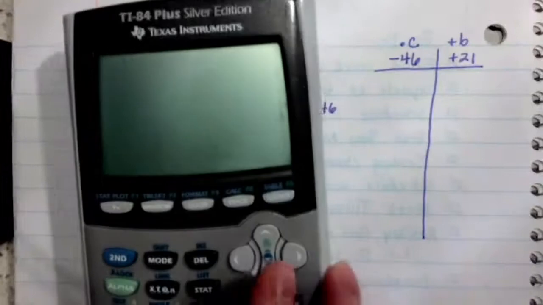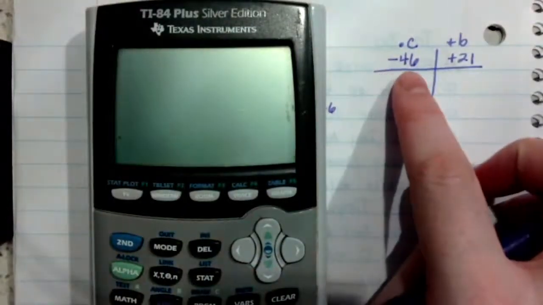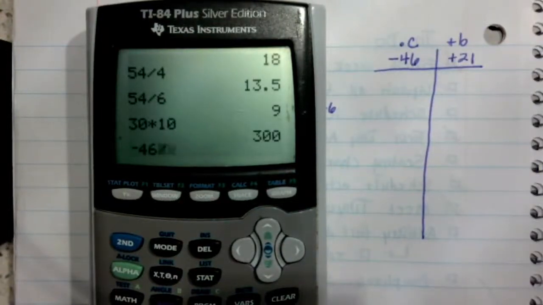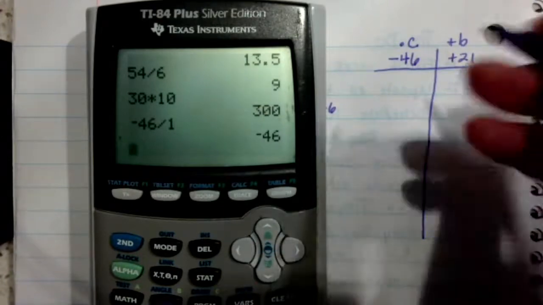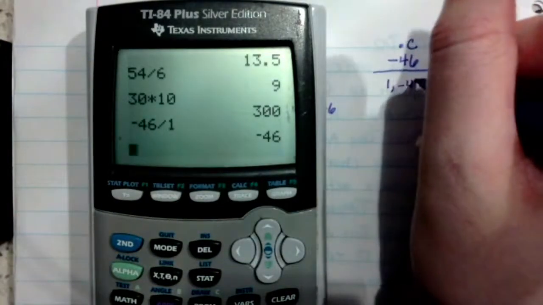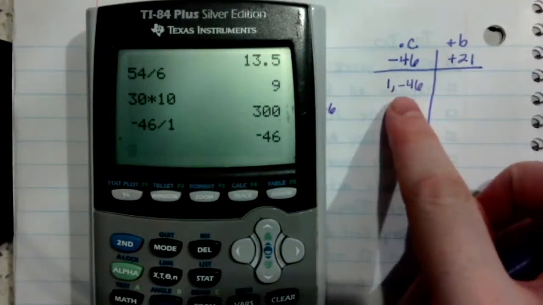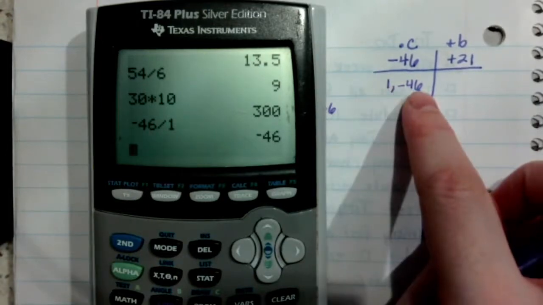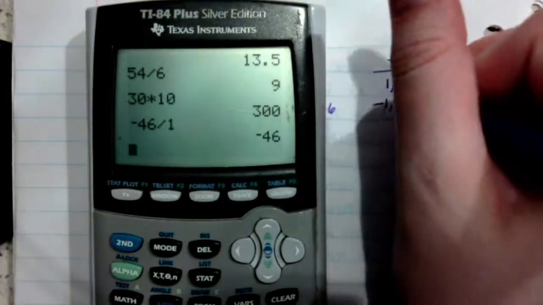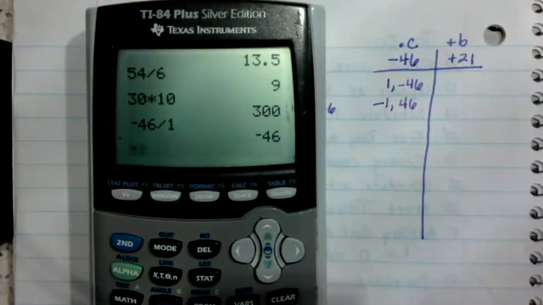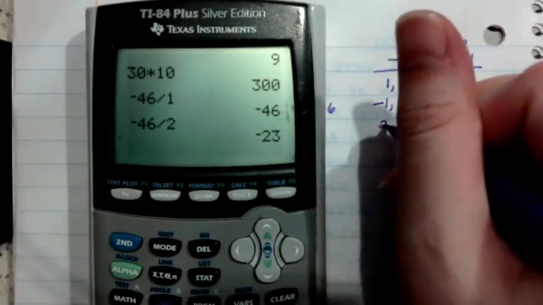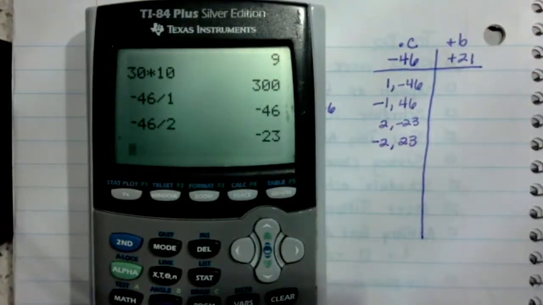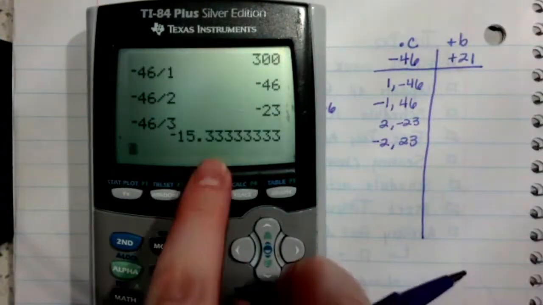I think using your calculator is the most helpful in this situation because you don't want to miss any of your factors. So I just start by dividing by 1, and I get negative 46. So one of my pairs is positive 1 and negative 46. And remember, you're always going to have two pairs for every set of factors. So I have positive 1 and negative 46, but then I also have negative 1 and positive 46. Then divide by 2, and I get positive 2 and negative 23, and then negative 2 and positive 23. Then divide by 3, that doesn't work.